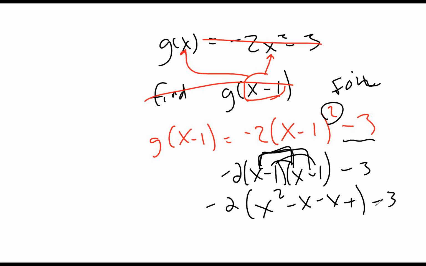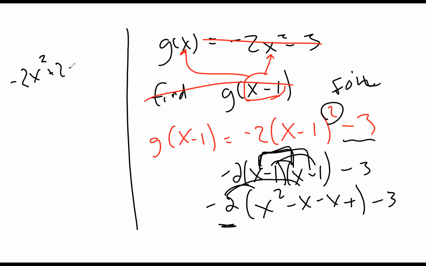Now, in order for me to get rid of these parentheses, I'm going to have to take this -2 and distribute it throughout. So I'm going to come over here because I'm running out of space. I'm going to have -2x squared plus 2x plus another 2x, and then -2. And then my -3.